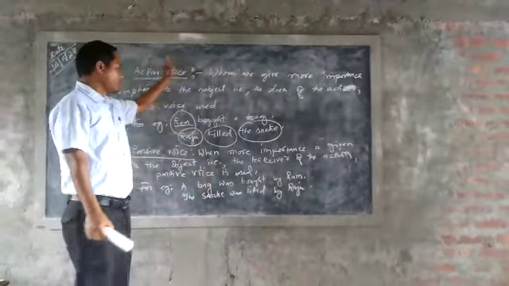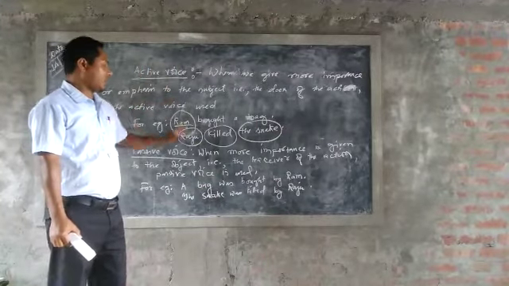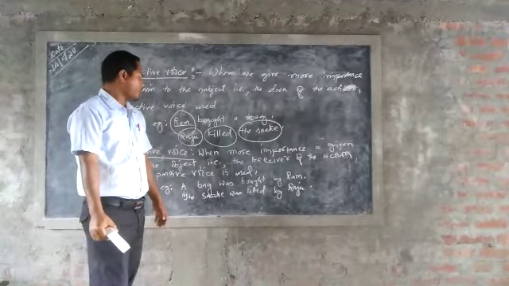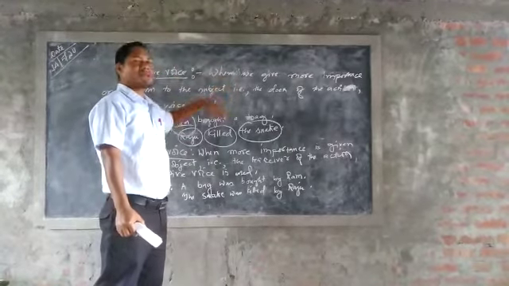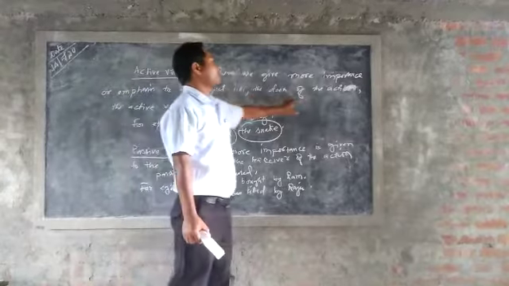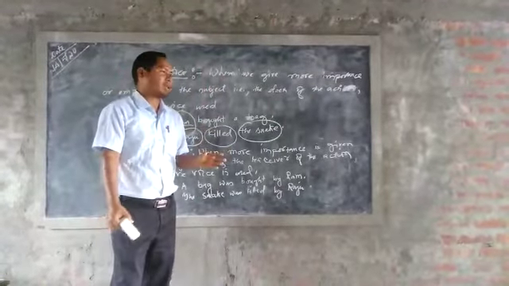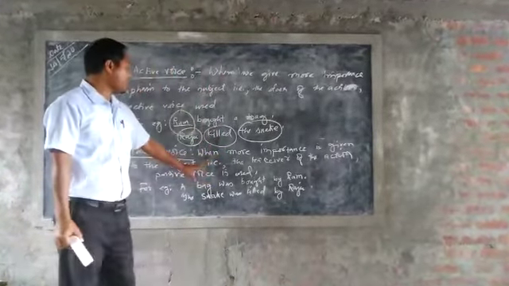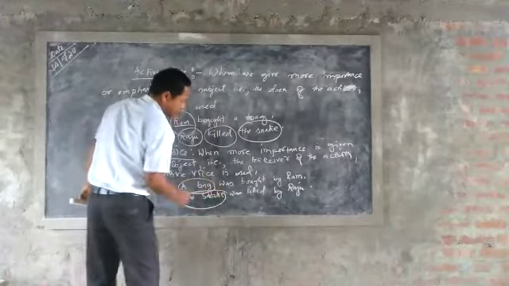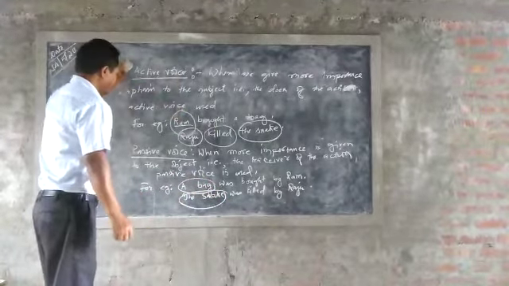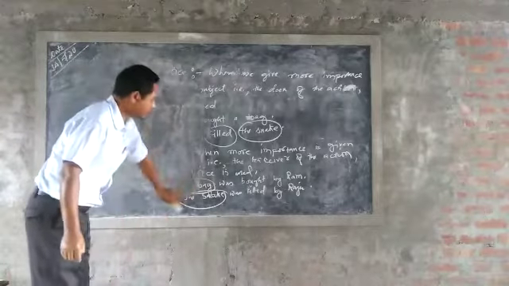I hope you understood in which case we use active voice and in what case we use passive voice. Let's make it clear once again: in active voice, the subject, that is the doer of the action, is given more importance. And in the passive voice, the receiver of the action is given more importance, and the sentence begins with the object. So I hope you understood what is active voice and passive voice.